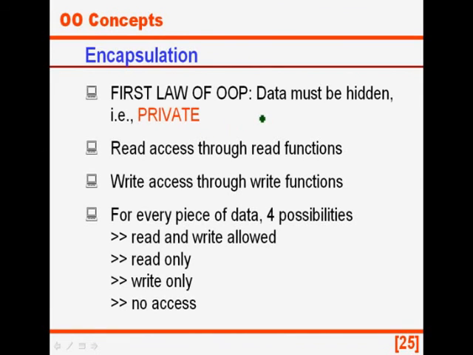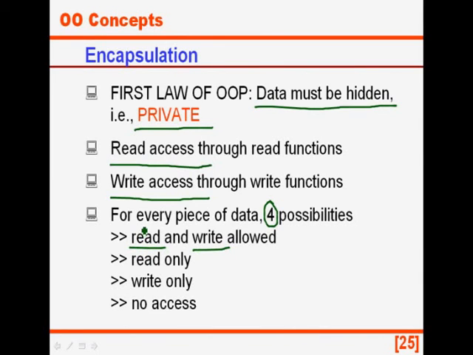So the first law of object-oriented programming is encapsulation. Data must be hidden. All data is private. Read access through read functions and write access through write functions. For every piece of data, this leads to four different possibilities. Either we allow both reading and writing, that is, we can access the data and we can modify the data, or read only, that means we can access the data but are not allowed to modify. Write only, we can modify but cannot access. And no access, absolutely no reading or writing.